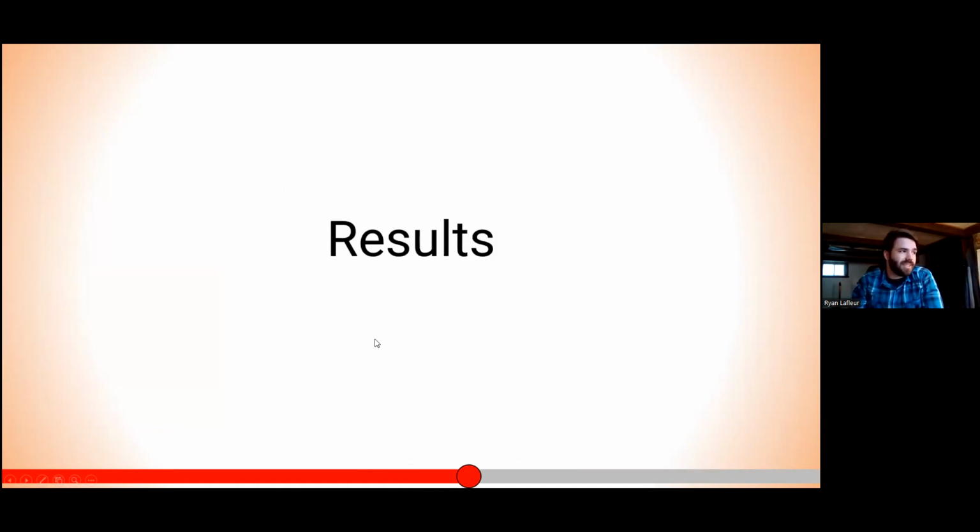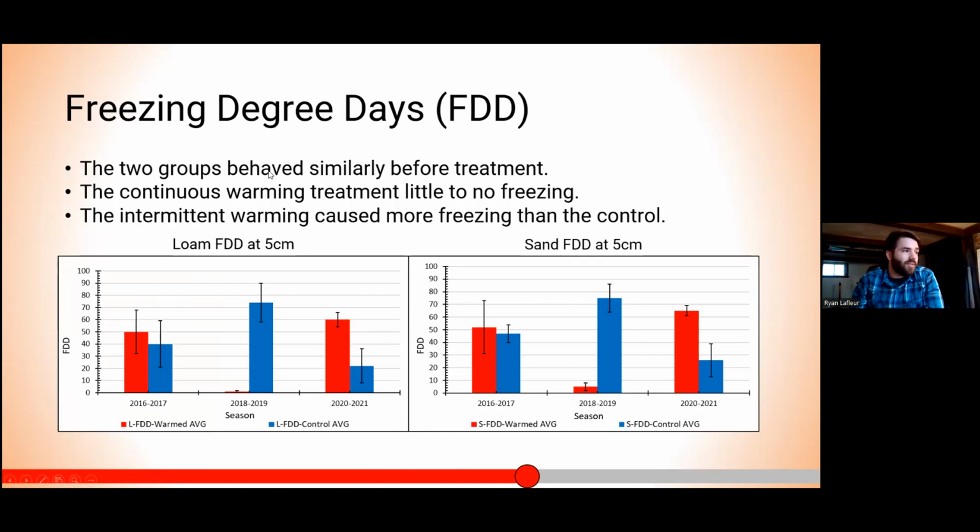So let's get into some results. First thing we want to check for this type of experiment is whether or not we actually managed to create warmer and colder soils. To start off here, we have our no treatment season where we have good agreement, good behavior between our 2 groups. And then for our continuously warm treatment, we did in fact create a significantly warmer soil throughout the entire season, with little to no freeze-thaw cycles occurring in both soil types.